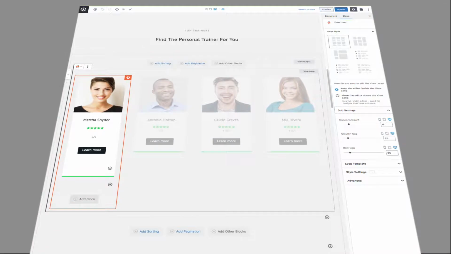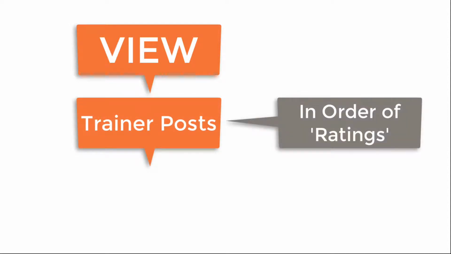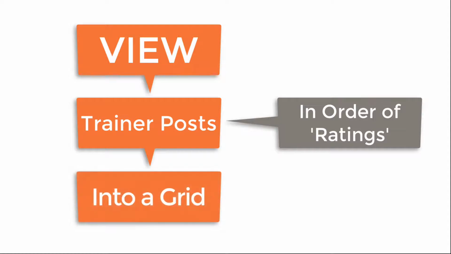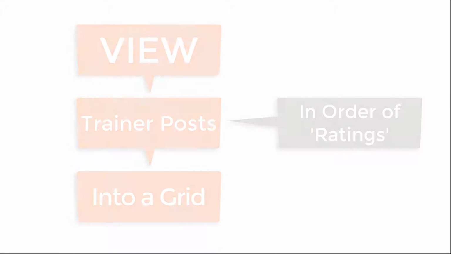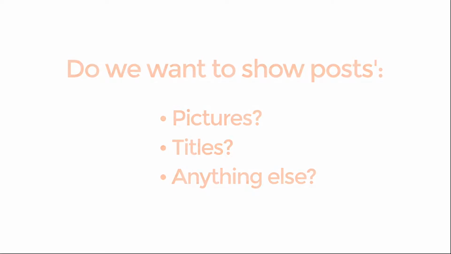Everything we looked at so far tells us the whole story. All the magic happens by the view calling up the trainer posts, by the ratings, and then putting them into a grid. Everything beyond this point is just style and design. For example, we choose if we want to show pictures, titles, or any other information. Let's continue on and show you the design part, since there's a few interesting items to show you here.